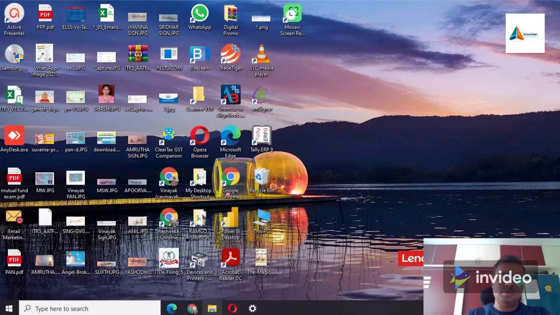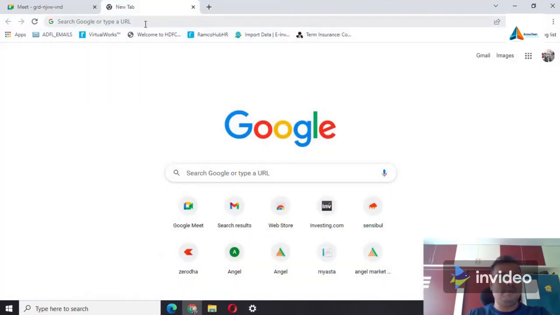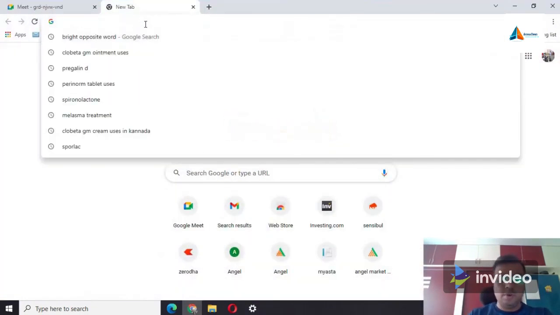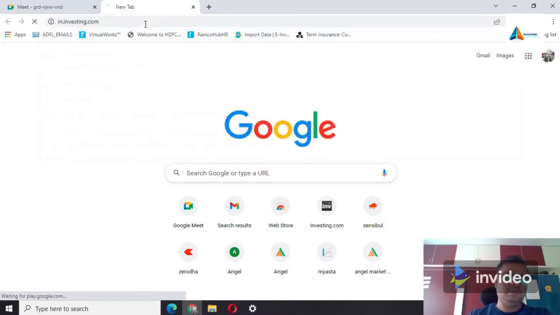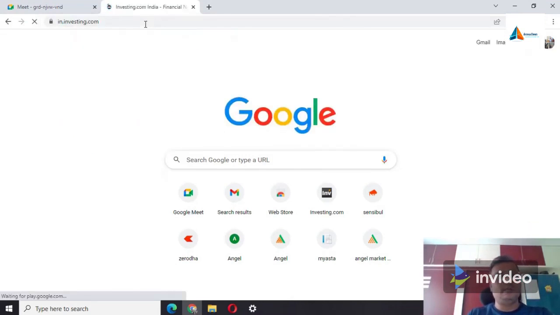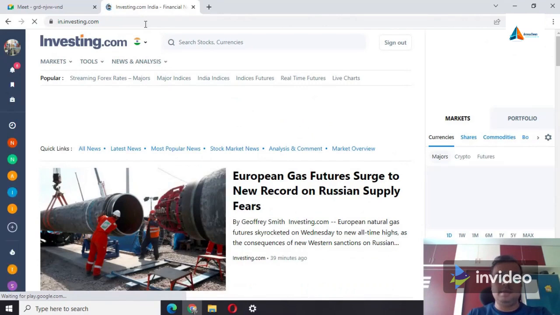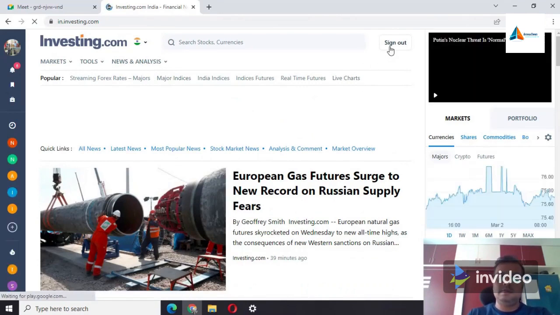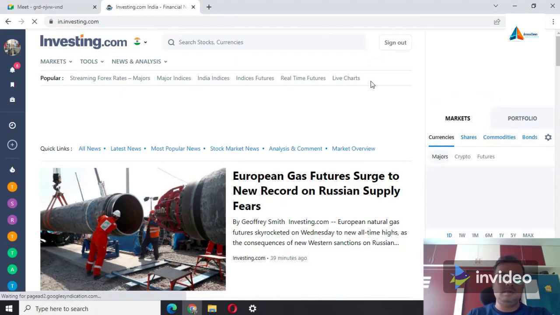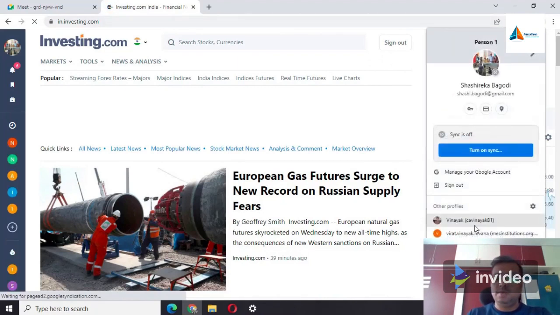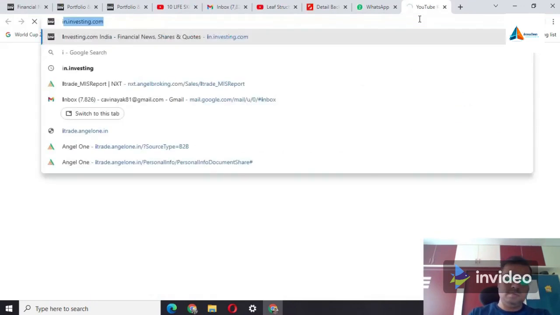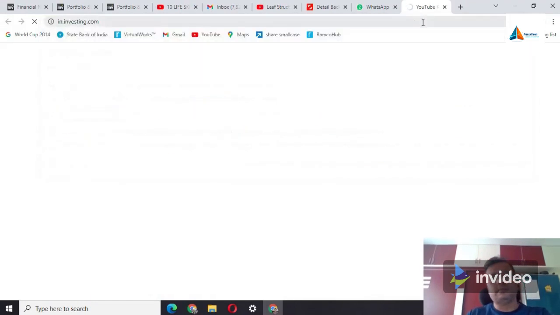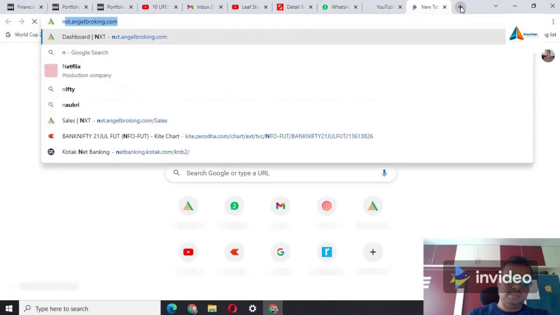So today I'm going to show you the process of creating a portfolio using Investing.com, which is a strong and powerful internet portal available free of cost. First you need to open the browser. From here we'll go to Investing, and we'll also open NSE.